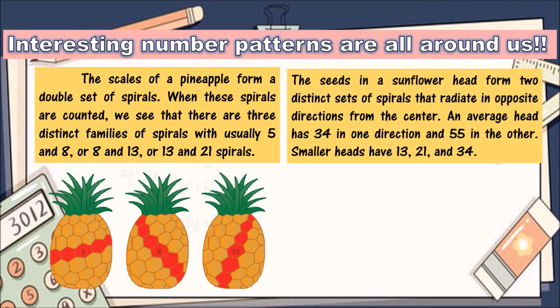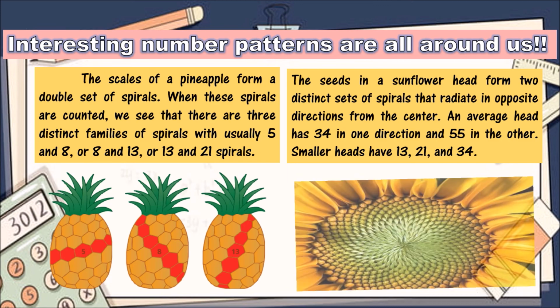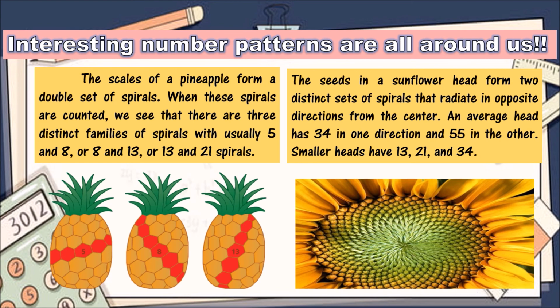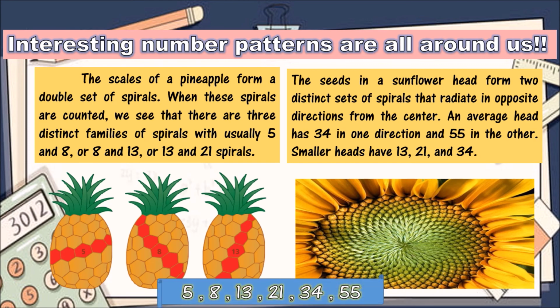Likewise, the seeds in a sunflower head form 2 distinct sets of spirals that radiate in opposite directions from the center. An average head has 34 in one direction and 55 in the other. Smaller heads have 13, 21, and 34. So, anong sequence kaya ang na-form natin sa examples na to? So, meron tayong 5, 8, 13, 21, 34, and 55.